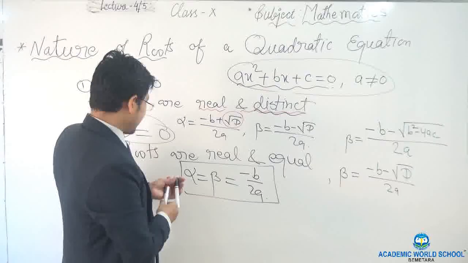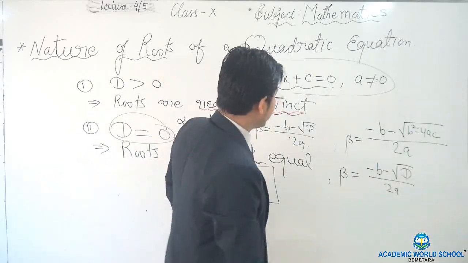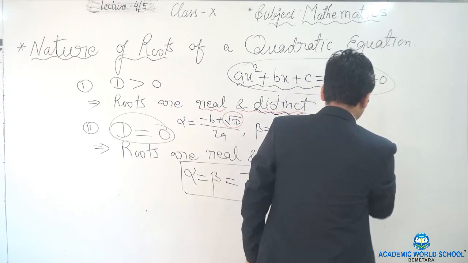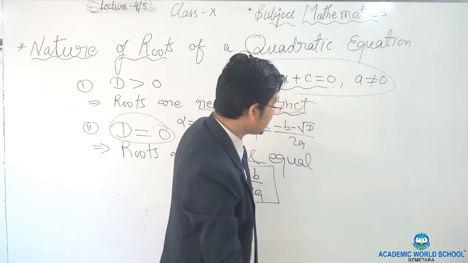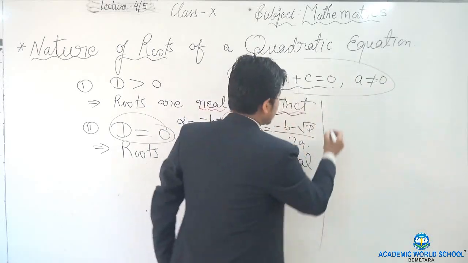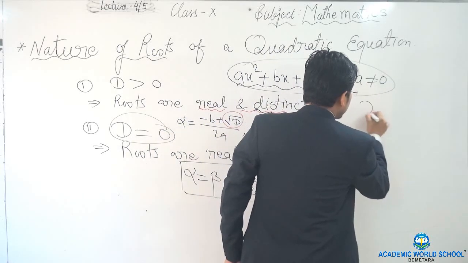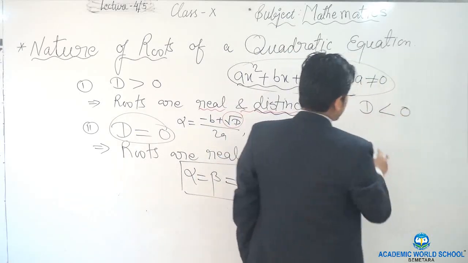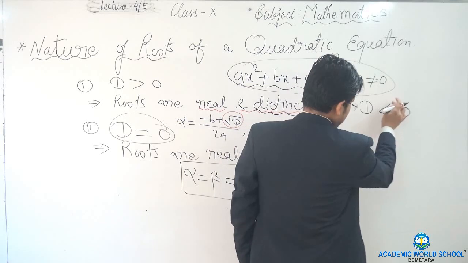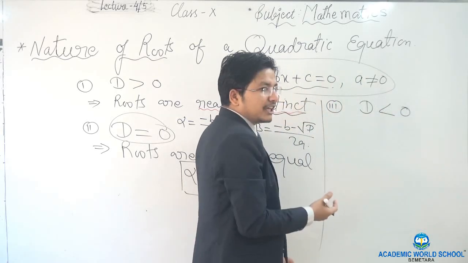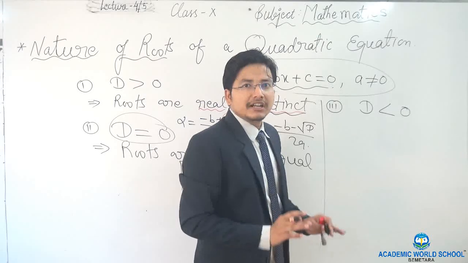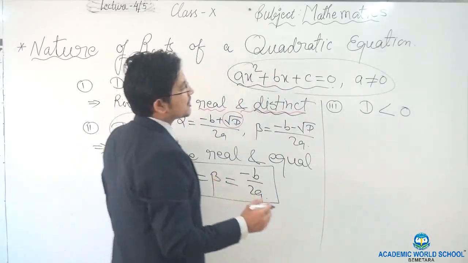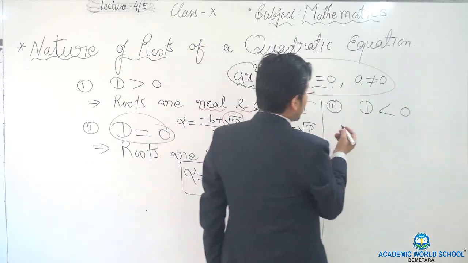Now the third condition is, if we found the discriminant of a quadratic equation, and we got D is less than 0. This is D, and the sign is less than 0. So it means we have got a negative value of D. Then what will be the nature of roots of this given quadratic equation? The roots are imaginary.